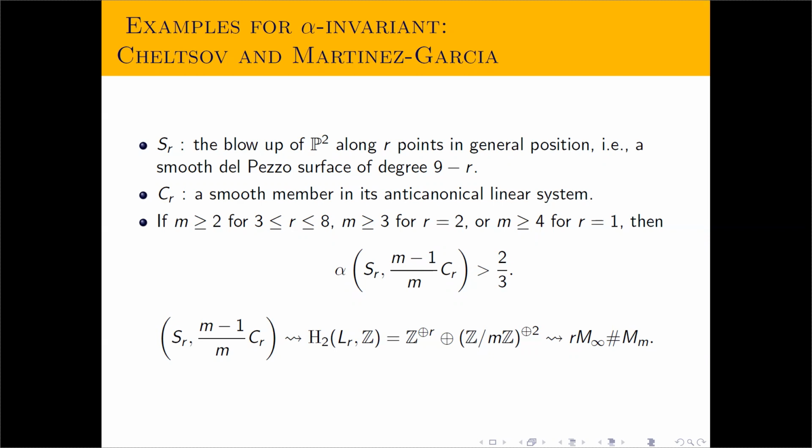We know this log del Pezzo surface allows the smooth S1 bundle, so there's a Sasaki-Einstein structure. That implies this, and this has rank r+1. So you have this free part, and this gives us a torsion part because this is genus 1, and this is the order of this torsion part. So you have this, and that implies this.